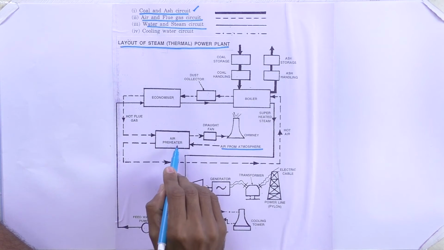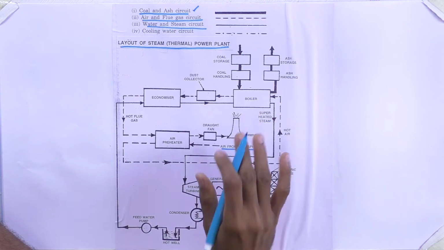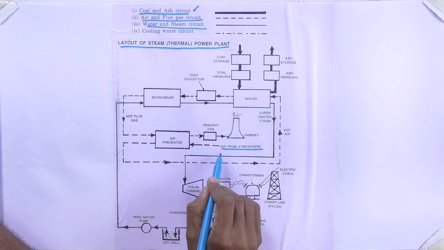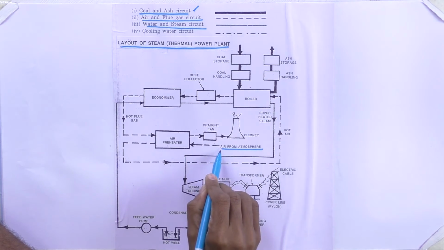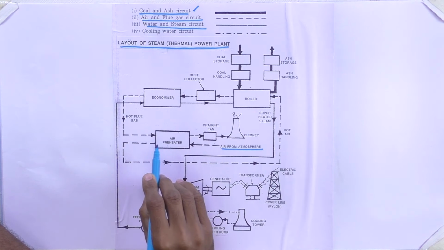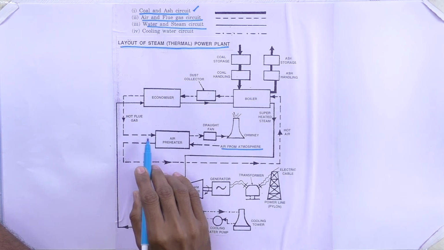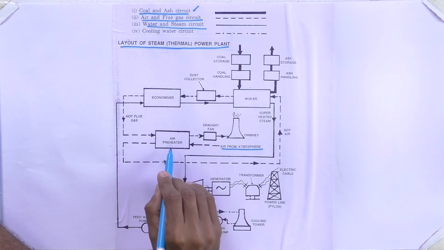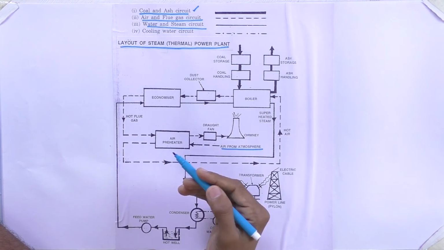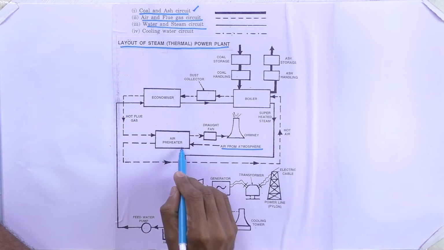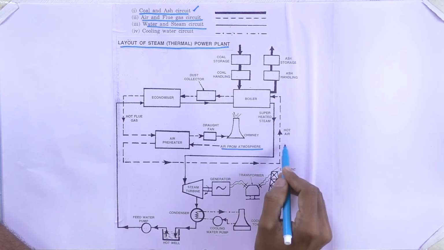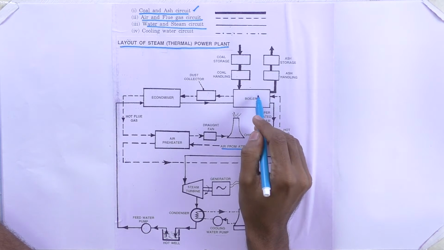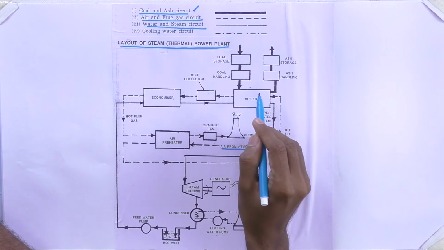We are utilizing that heat for improving the efficiency of the station, so that we can utilize the heat from the hot flue gases with the help of the air preheater. Here the air is sent through the air preheater, and the air gets heated, or warmed up a little, in the air preheater region. Then the hot air is sent to the furnace.